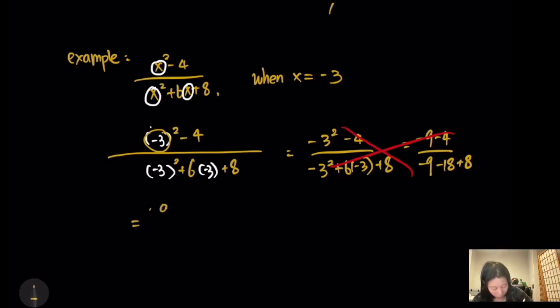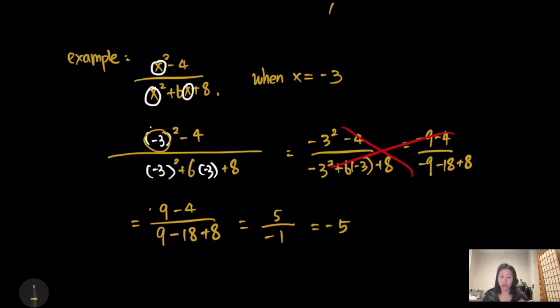So I have a positive 9 minus 4 and a 9 minus 18 plus 8. So when you simplify, I got 5 over -1. So simplify it. You don't want to keep the negative sign in the denominator, so move it to the numerator. And since the denominator is 1, that means this is going to be a whole number.